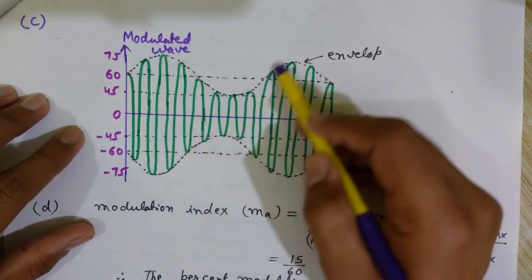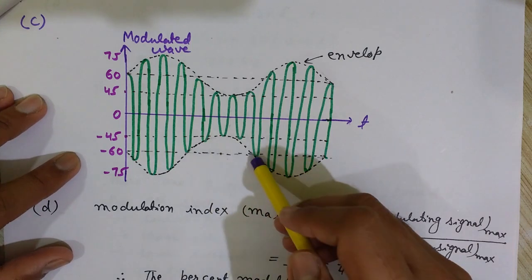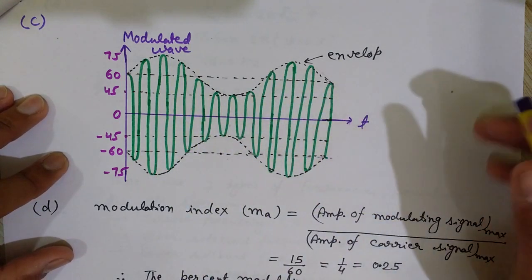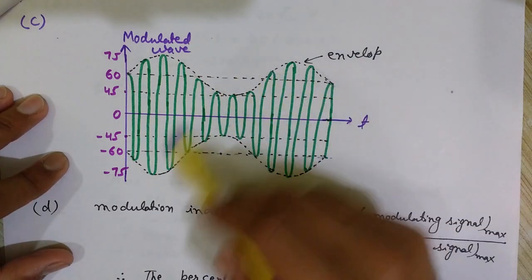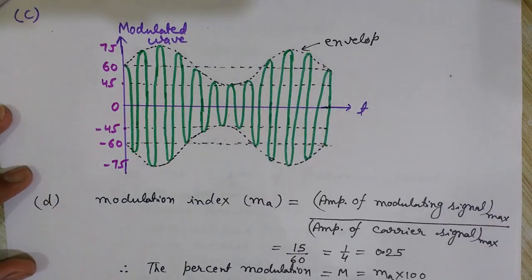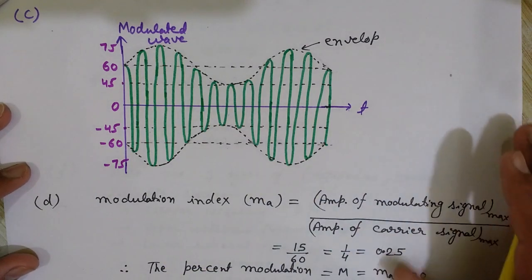So we draw this shape, and identically we draw it on the negative side. So this is the shape of the modulated waveform, and we know how we got this and what its importance is. We can retrieve the modulating signal from this. Now the fourth part of this problem is to find the modulation index and the percent modulation.